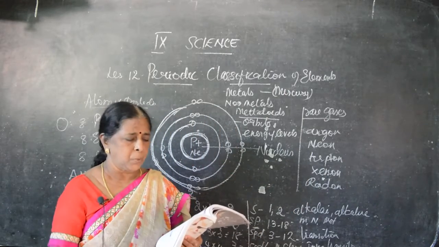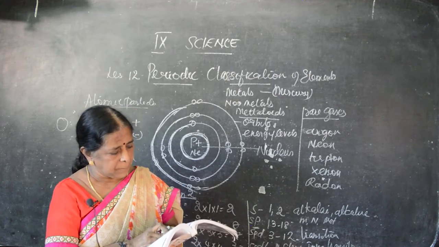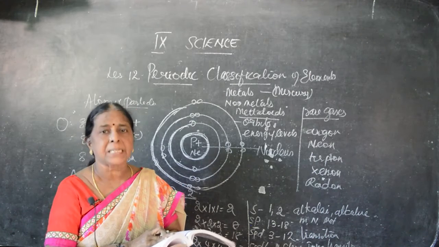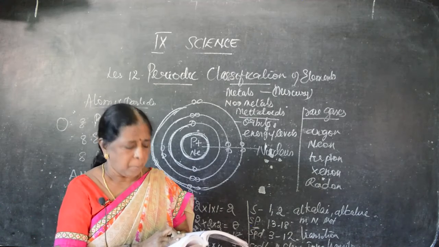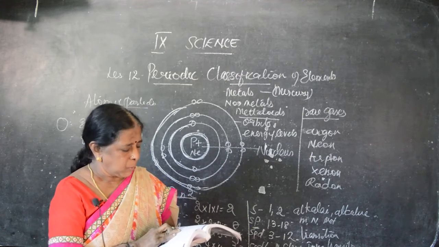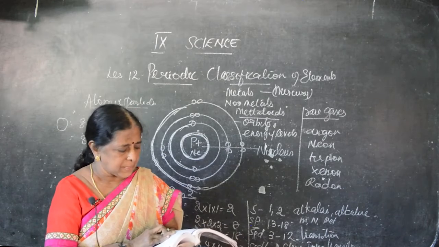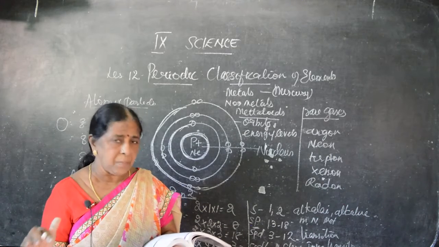Non-metals are quite opposite to the metals. That is, it's the element that does not have the characteristics we have seen: hardness, shining, malleable, sonorous and ductile. A non-metal is an element that does not have the properties of metal. All non-metals are arranged in the P block.